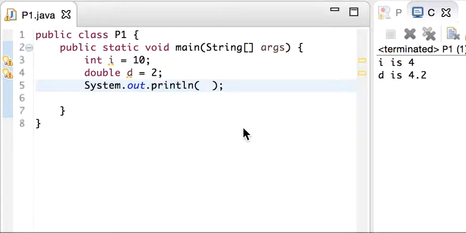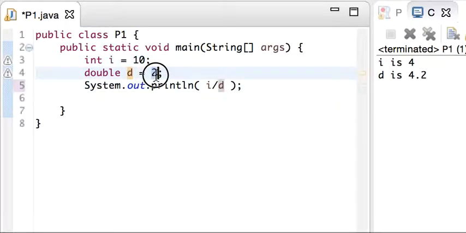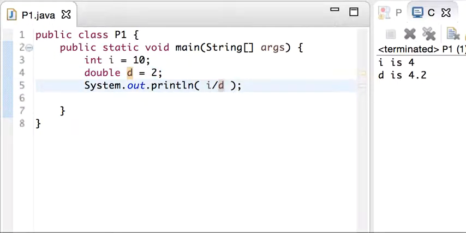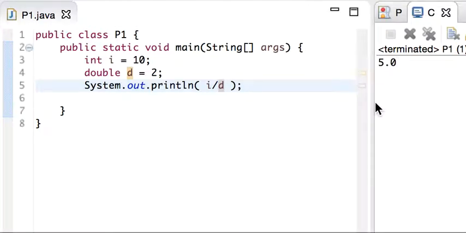Hello, in this video I will continue with typecasting. Here we have two variables, I and D. I is 10 and D is 2. If I say I divided by D, where I is 10 and D is 2, let's see what we get. If I run it, I get 5.0.